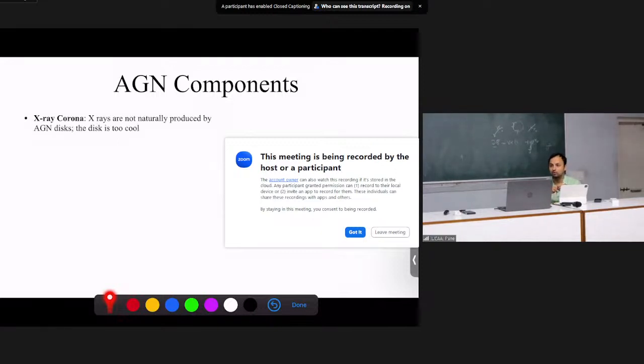The accretion disk is too cool. Cool means in the sense of producing X-rays. To produce X-rays, you need a temperature of the order of 10 million Kelvin to even higher. So the accretion disk is too cool to produce X-rays on average. This means we need something else which is emitting X-rays, because the accretion disk cannot emit X-rays.